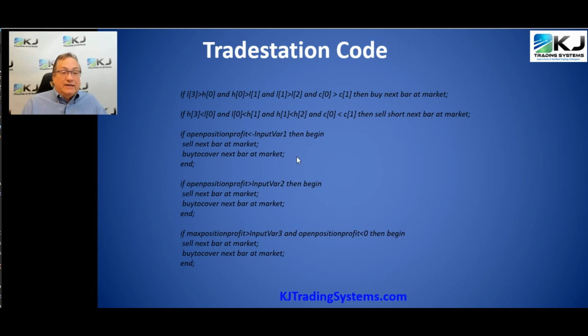So here's what the TradeStation code looks like. So just like I said, if the low of 3 is greater than the high of 0, which is the current bar, and the high of 0 is greater than the low of 1, and the low of 1 is greater than the low of 2, and the close of 0, current bar, is greater than the previous close, then you buy. Vice versa for selling short. And then for exits, obviously, if you had a reverse signal, you would stop and reverse.